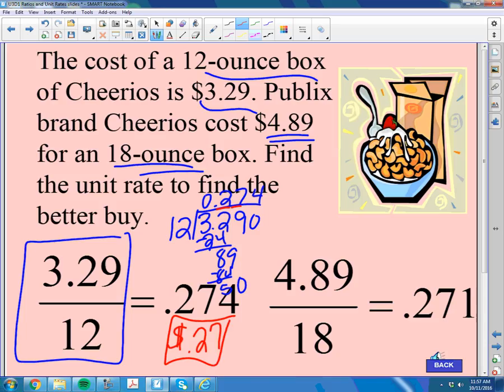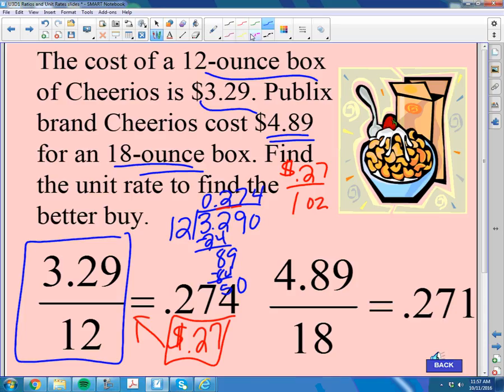For this brand of Cheerios, it costs 27 cents per ounce. That's the unit rate. It's 27 cents per 1 ounce. So you have to do a lot of math, don't you? Because then you've got to multiply that number to see if the other. Well, no. Wait, I'll show you.